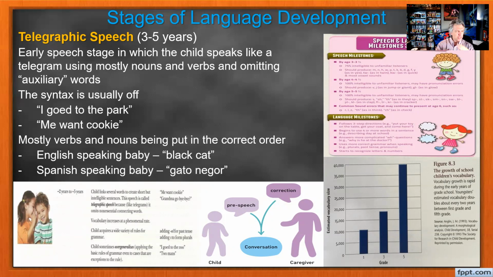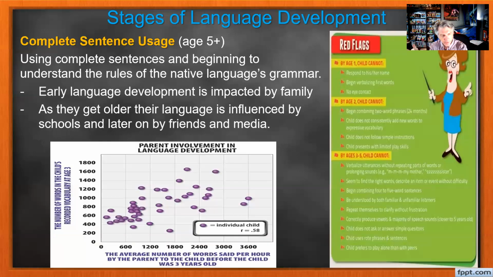So the syntax is usually a little bit off, and mostly verbs and nouns are being put in, learning to put those in the correct order, because again, depending on the language, English speaking baby, it's a black cat. You put the black in front of the cat. You don't go cat black. The Spanish speaking baby is saying gato negro, which is the reverse. You put the gato, the cat first, and the negro, black, second. And by the way, I don't even know if I'm enunciating those correctly. Then by age 5+, this is where it becomes complete sentence usage.